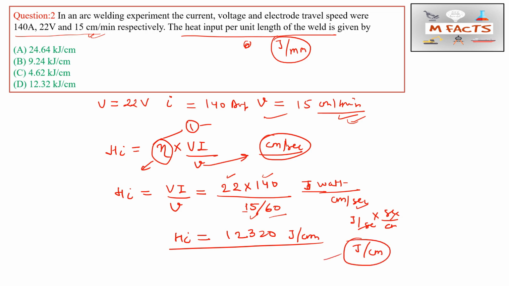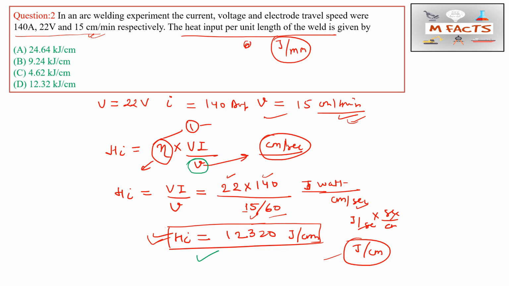I am verifying the unit in every question because this is a practice session. In exams you need not do that, because by practicing these things you will get the idea of how to change the units and where we need not change the units. Whenever they give the welding speed in minutes, every time we will change it to seconds. This is one way of doing this question.